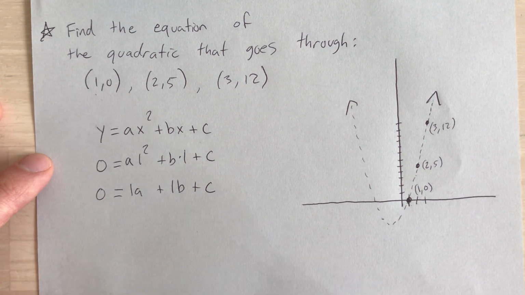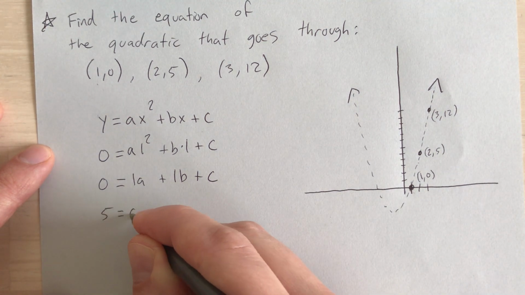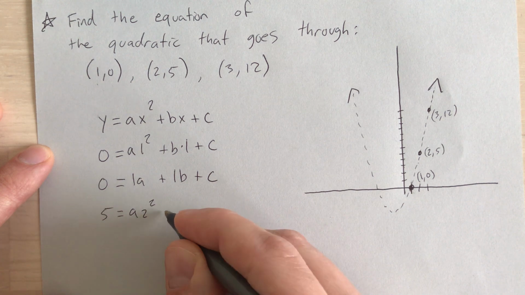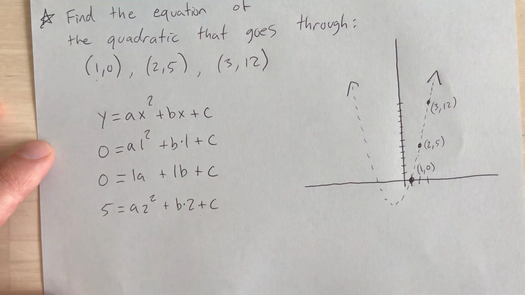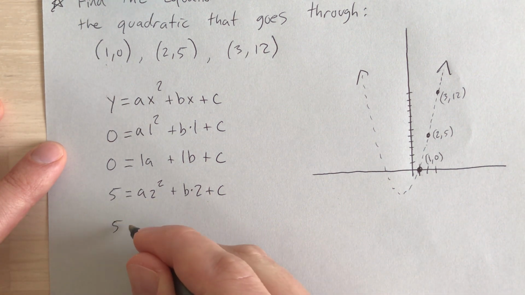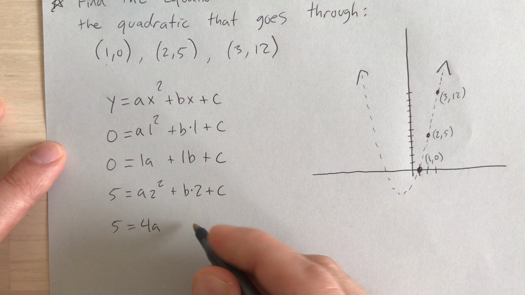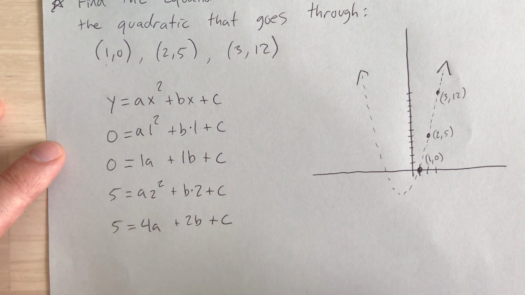Now we're going to do it again for 2, 5. So here we go. 5 for y, 2 for x, and we're going to go ahead and square 2. So that's going to end up being 4. So that's going to be 4a plus 2b plus c. So there's our second equation.